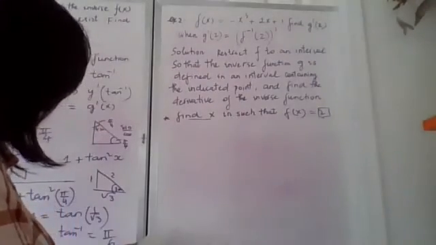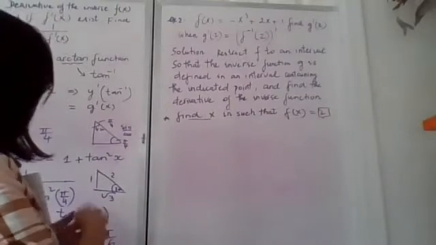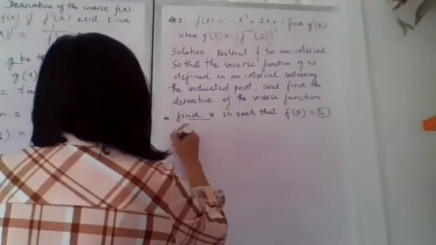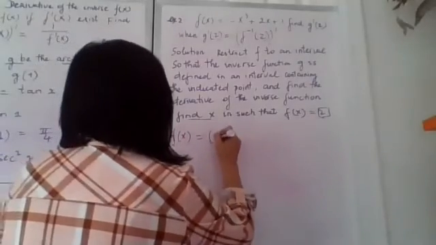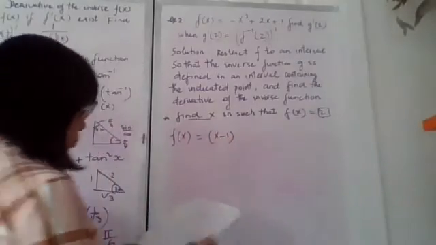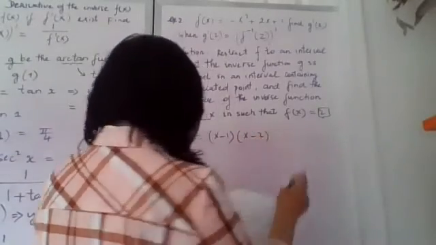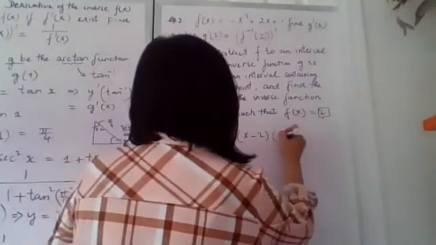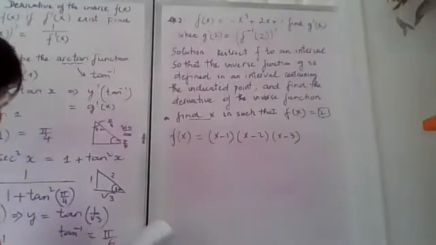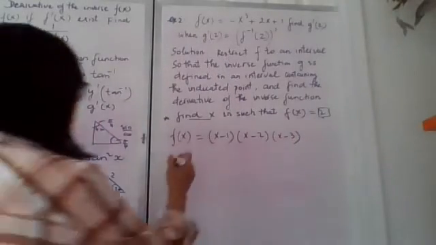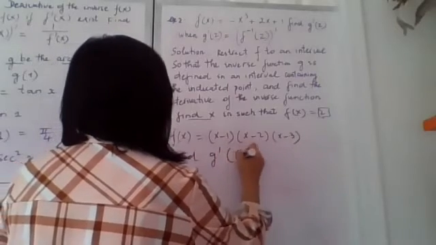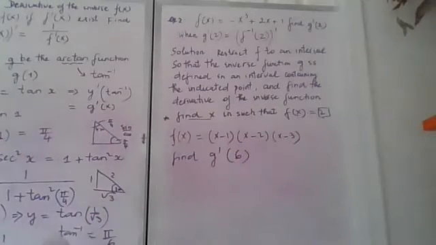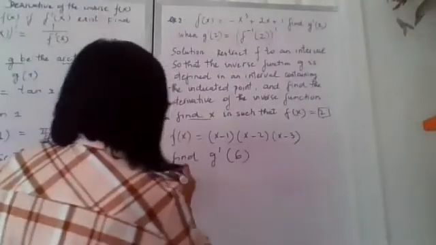So let's say I have a function f of x equal to x minus 1 times x minus 2 times x minus 3. So this is a polynomial function, right? And the question is, find g prime of 6. Now, solution.